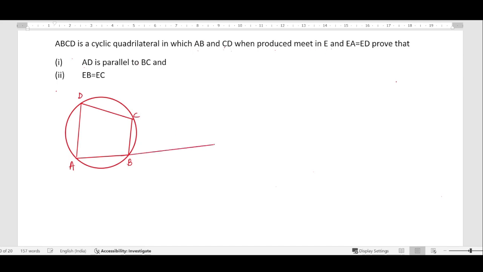We have to extend these two lines so that these two lines meet at point E. So this is point E. अब दूसरा condition ये बोल रहा है कि EA is equal to ED. So given is ABCD is a cyclic quadrilateral.